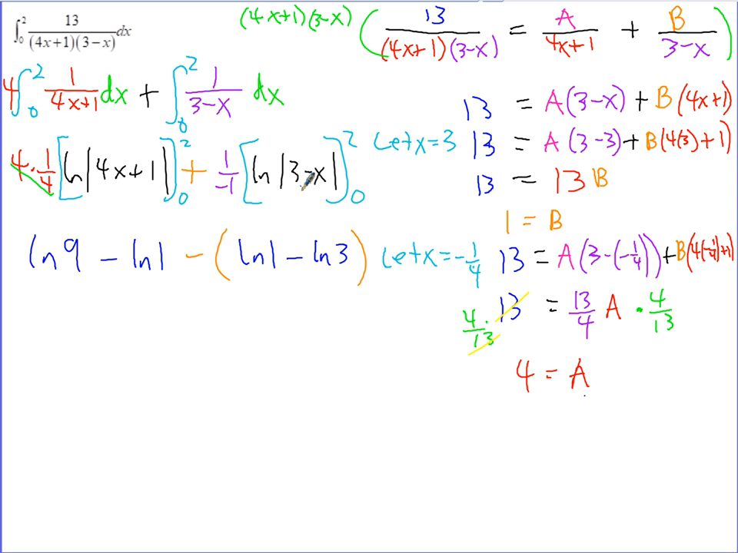So remember, natural log of 1 is equal to 0. So both of those are 0. So all we're left with is the natural log of 9. And then if you distribute this negative, it becomes plus the natural log of 3.